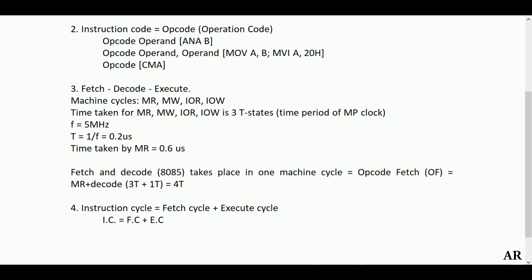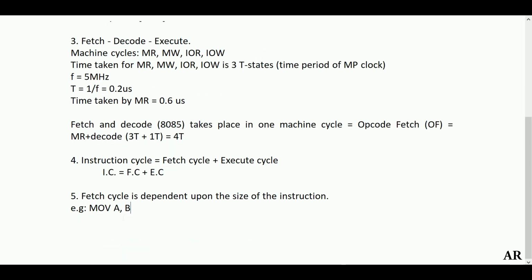Coming to the next point, that is the fifth point. Fetch cycle is dependent upon the size of the instruction. So I can write, this size of the instruction can be easily found out by seeing the instruction. The instructions are stored in the memory as said earlier. So let us take some example. Suppose we have the instruction MOV A, B.